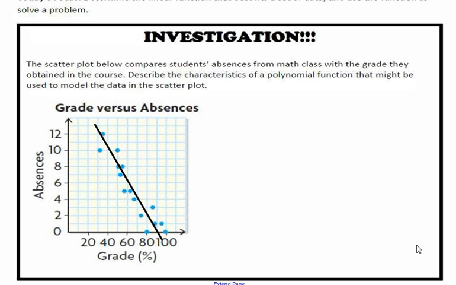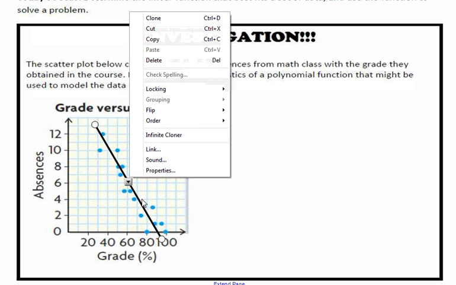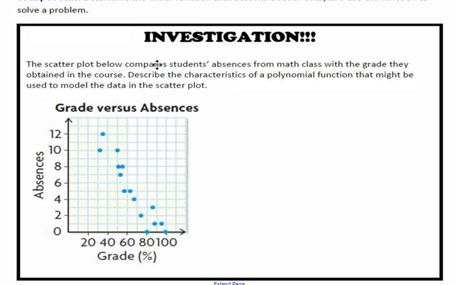Okay, so looking at this graph, the scatter plot, did you guys have the line there already? Oops. It's not supposed to be there. Justine, ready to go? Okay, guys?